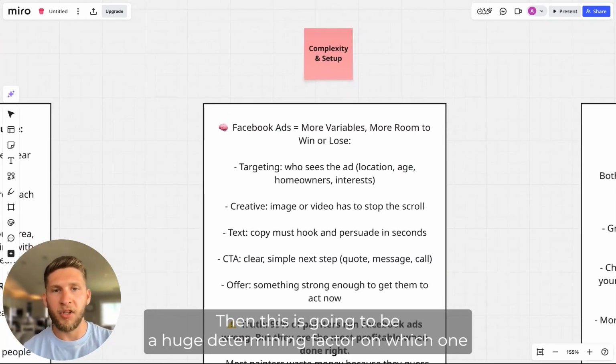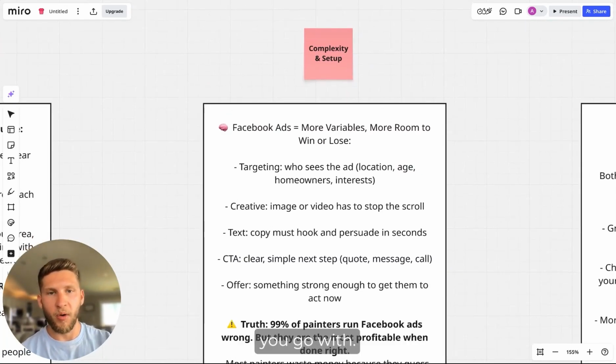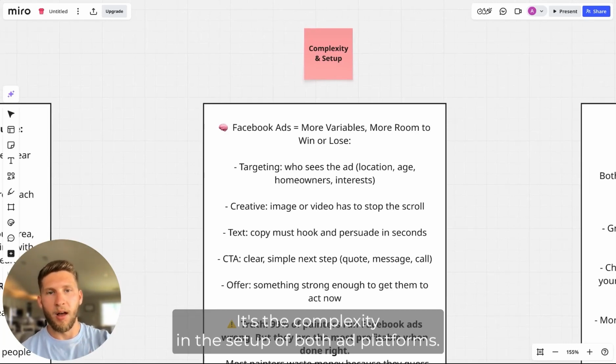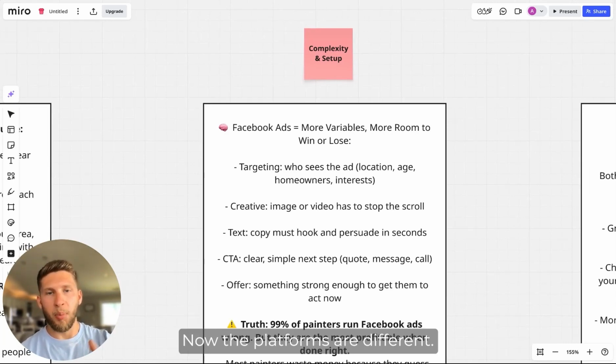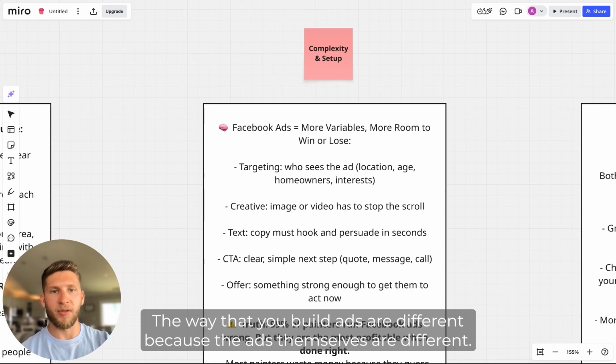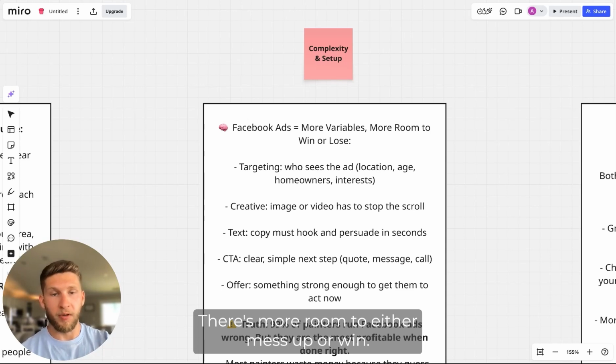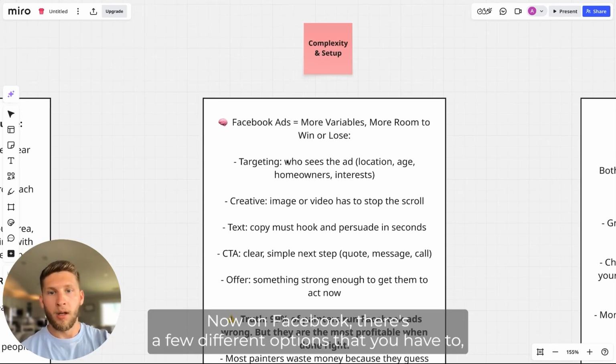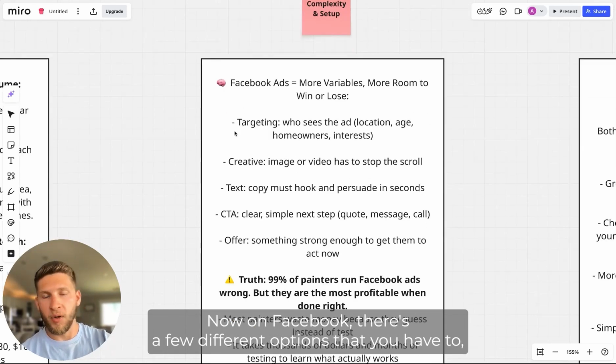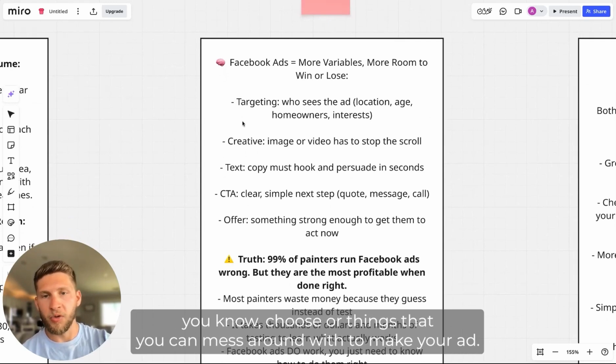Then this is going to be a huge determining factor on which one you go with. It's the complexity in the setup of both ad platforms. Now, the platforms are different. The way that you build ads are different because the ads themselves are different. Facebook ads, there's a lot more variables. There's more room to either mess up or win. Now, on Facebook, there's a few different options that you have to choose, or things that you can mess around with to make your ad.